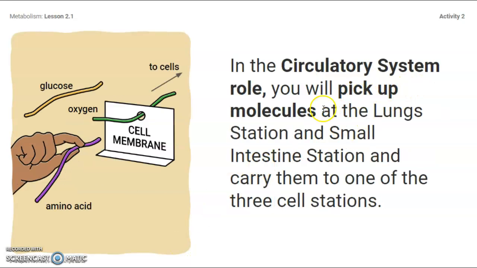Then in the circulatory system, you're going to pick up the molecules at the lung station and the small intestines and carry them to one of the 3 cell stations. So you're going to have 3 different cell stations, and you're going to have to take them there and take them through the cell membrane at that cell station so they can enter into the cell. And those can be delivered to any one of your 3 cells. The muscle cell, there's 3 different types of cells. You can deliver it to either one of those.